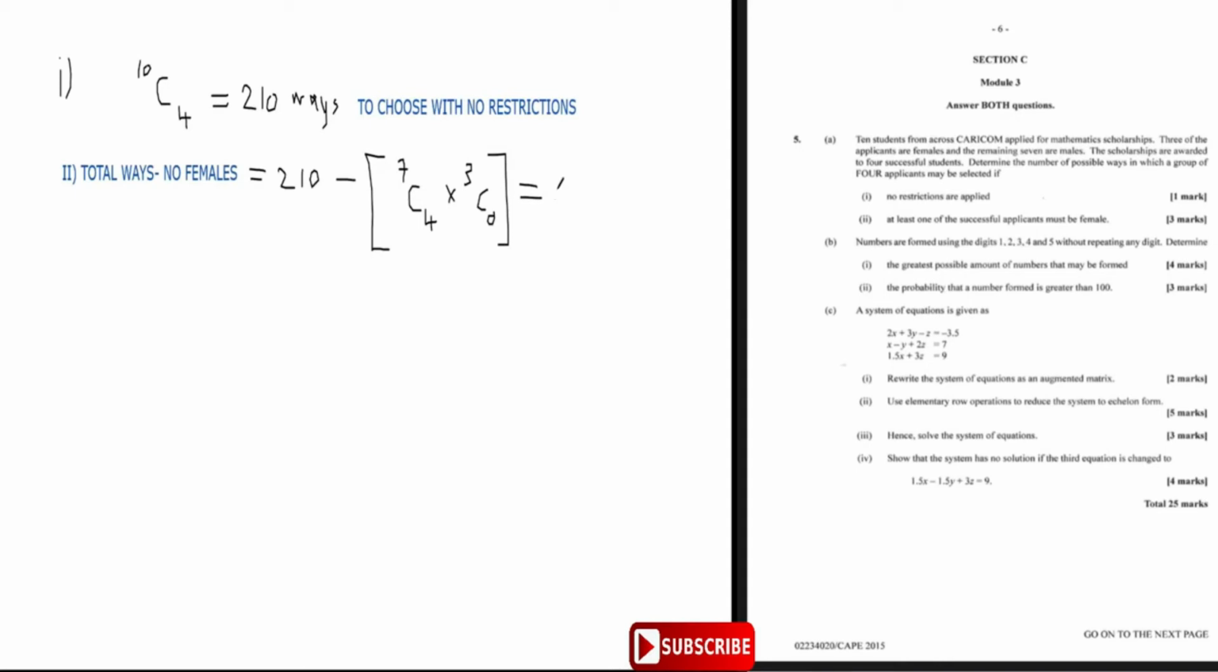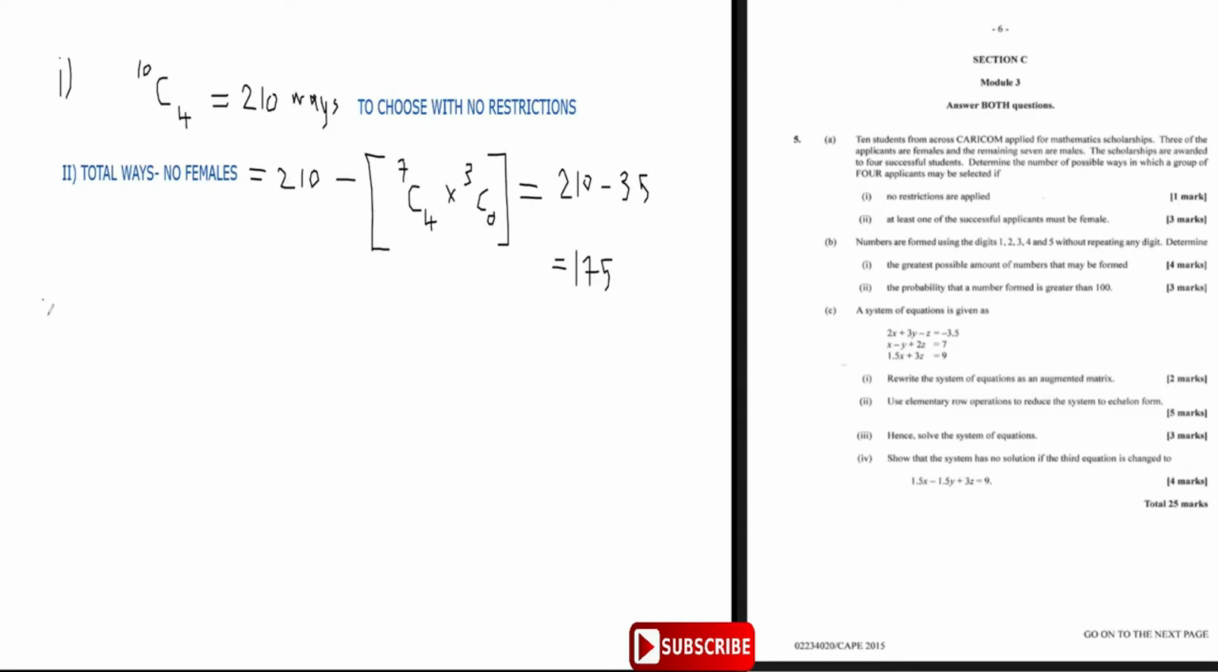So that will be equal to, putting this in our calculator, 210 minus 7 choose 4 times 3 choose 0, which is 35. So 210 minus 35 is 175. So there are 175 ways of choosing at least one female. That's part 2. Now part B.